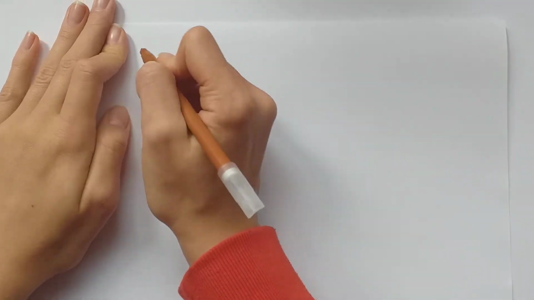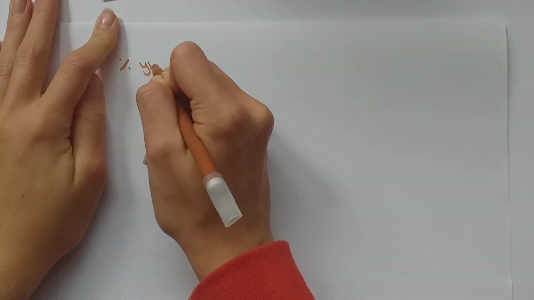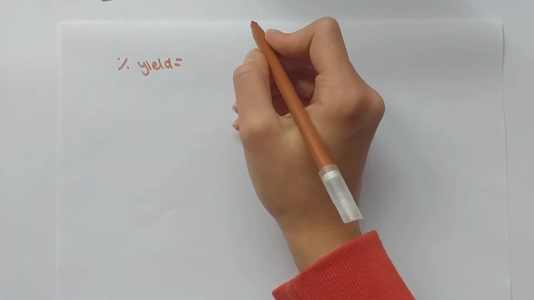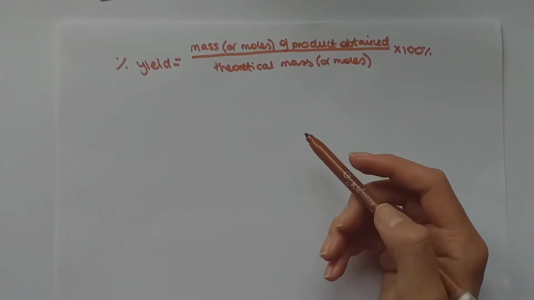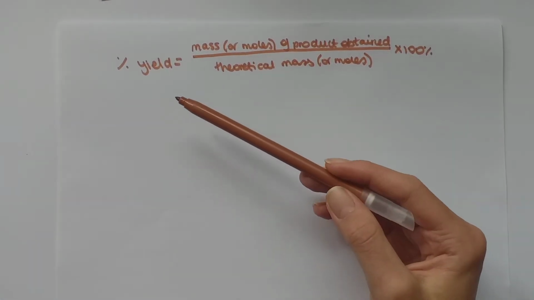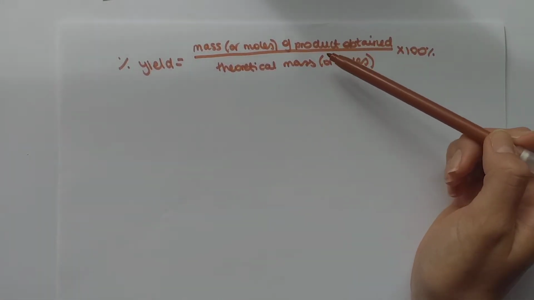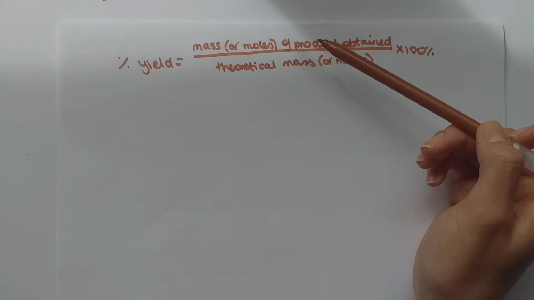Today we're working on the percentage yield. And again, let me just write the equation first. So, percentage yield is all about the theoretical mass and the mass of the product that we actually obtained.